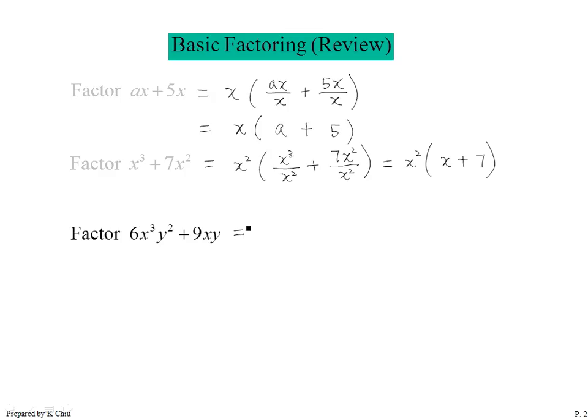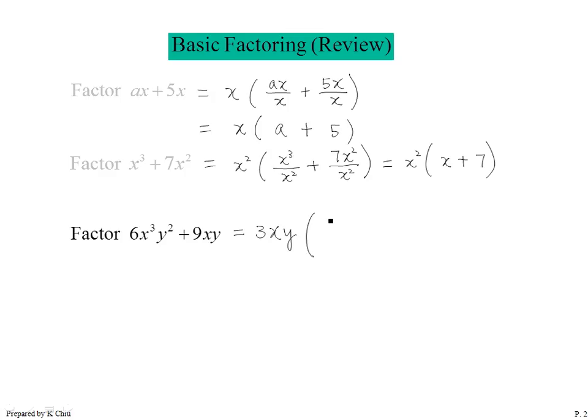The numbers 6 and 9, what do they have in common? 3 is the GCF. So I have 3. How about the x? X cubed and x, what do they have in common? X. Okay. Y squared and y, what do they have in common? Y. So together, 3xy would be my GCF. And I'm going to factor out the GCF, the 3xy.